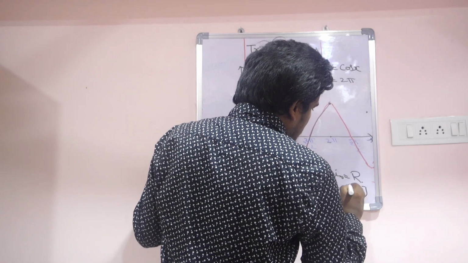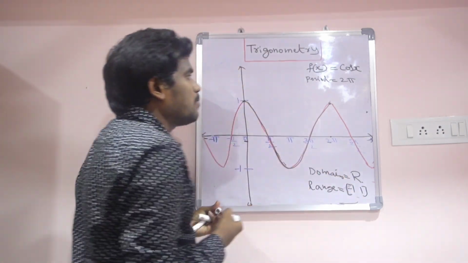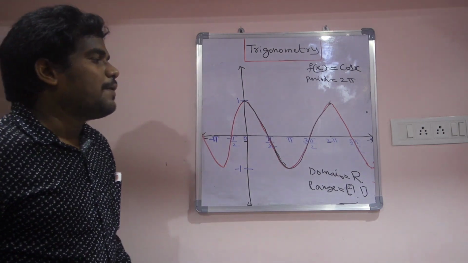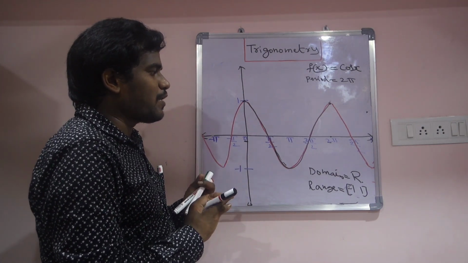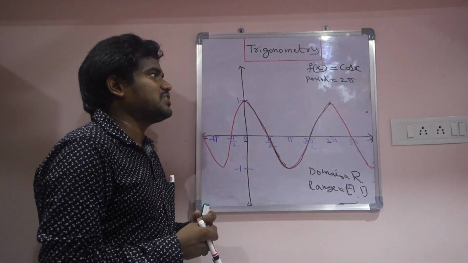So range is equal to -1 to +1 only. Sometimes they will ask what is the period. Period means 2 pi, domain is equal to R, range is equal to -1 to +1 only. So this is about cos x. In cos x we discussed 3 points: period, domain and range. Okay, we will go for the next, tan x.